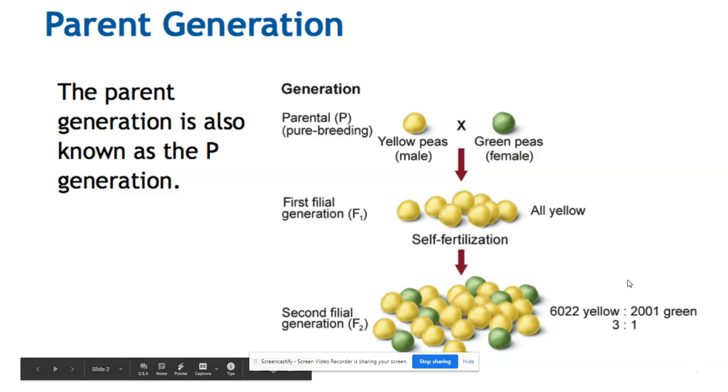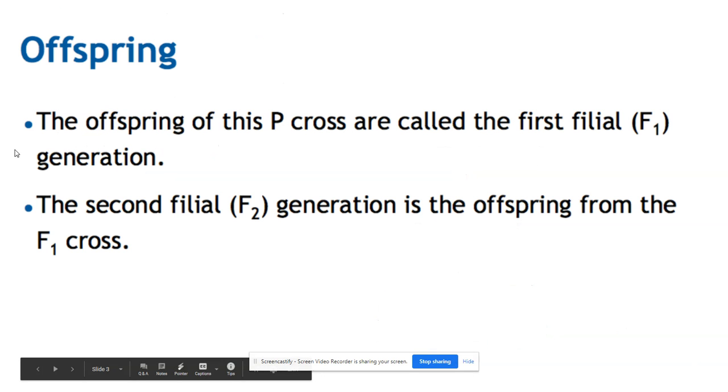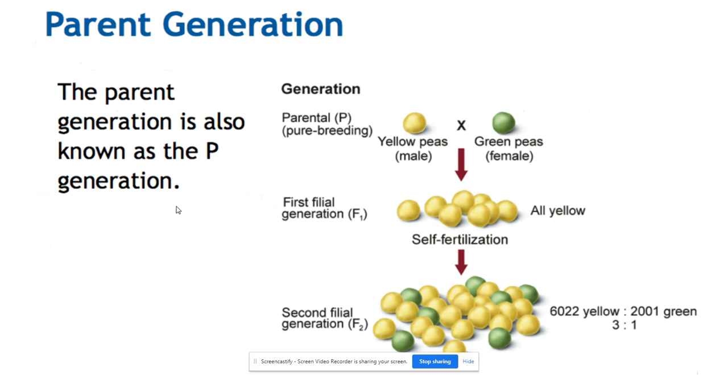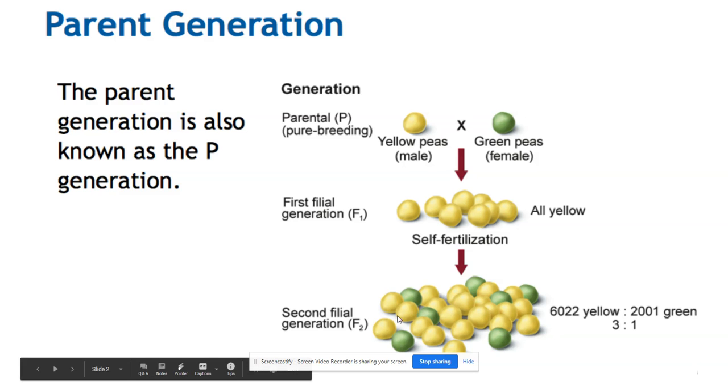Okay, so they counted up all of these. When you broke it down into more of a fraction, when you take your least common denominator, it's a 3 to 1. So the offspring of this P cross, the parent cross, are called the first filial F1 generation. The second filial F2 generation is the offspring from the F1 cross. So let's go back. Remember, you have your P as your parent, first filial F1. These all self-fertilize, and you get your F2.